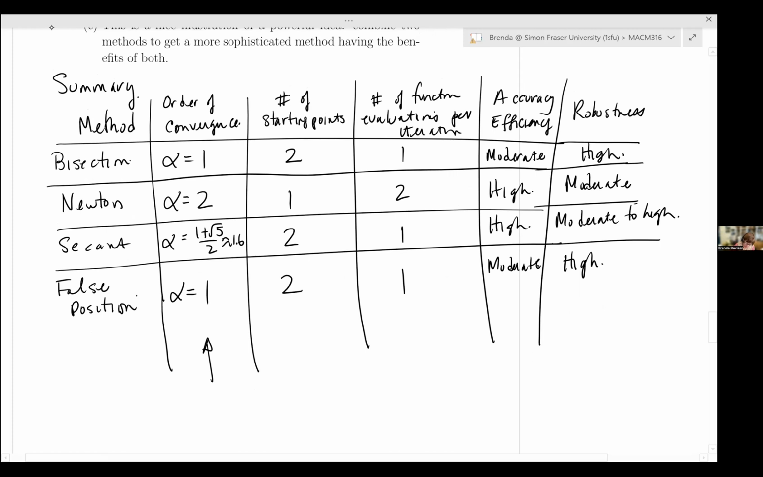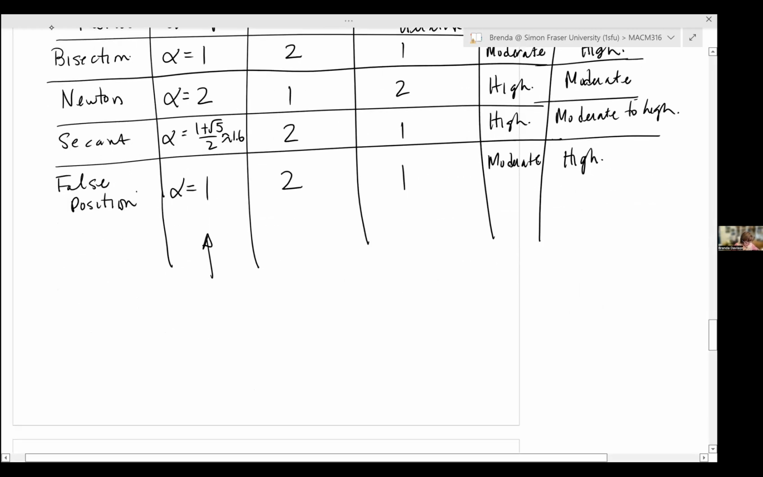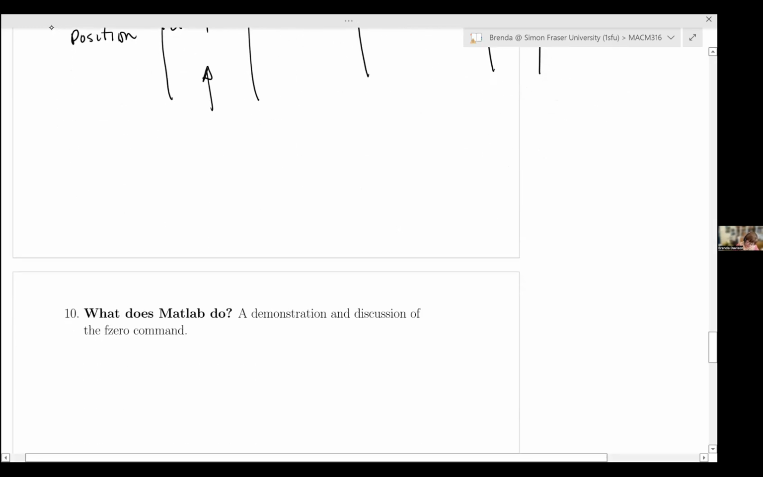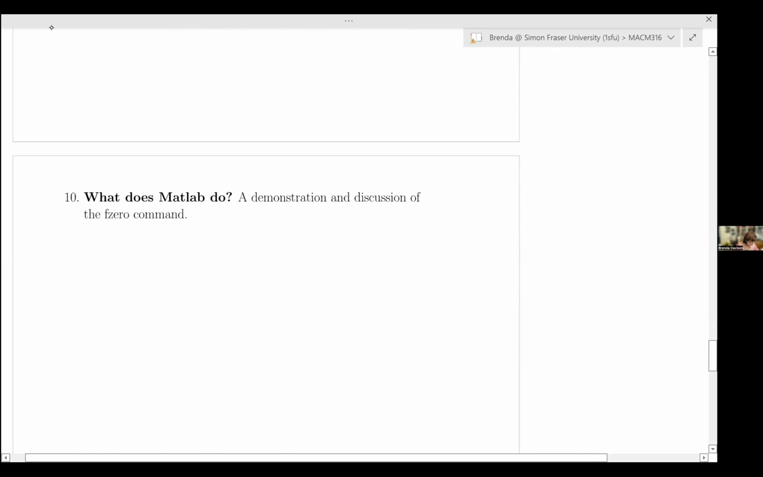Okay, I'll just say a couple more things here. I recommend you ask that question we've always been asking: what does Matlab do? There is a command here, fzero, and you give it a function, you give it a starting point or interval, and there are some options that you can pass to it here.